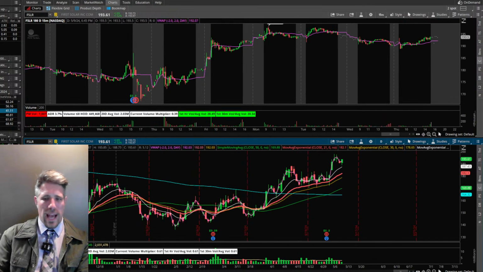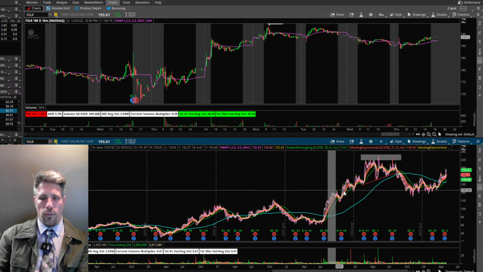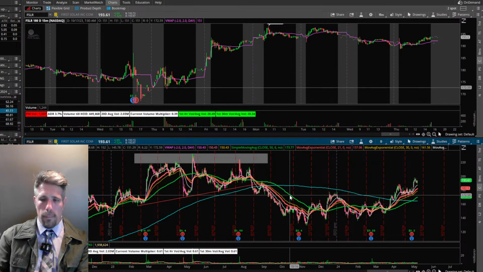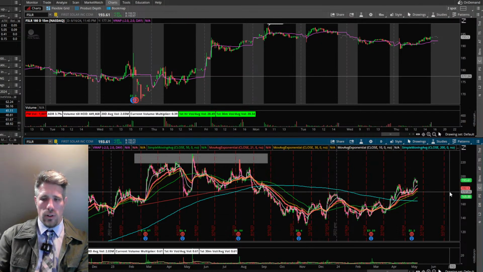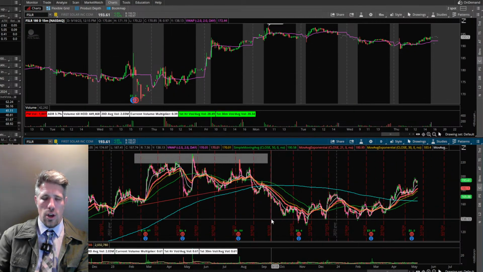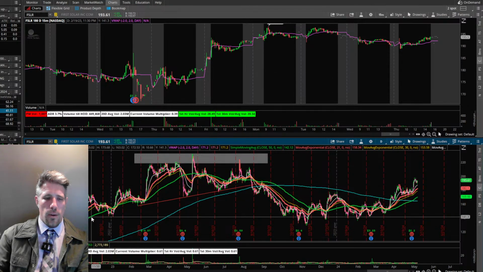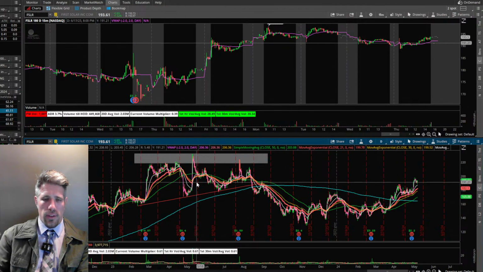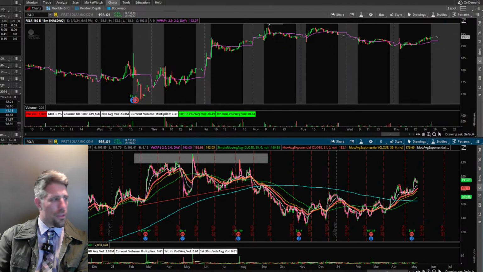Something I brought up last week is FSLR. This is First Solar, a local company that creates solar panels. We are creating a new trend here, guys. So this would be your phase 1. I'm sorry, this is your phase 3. Let me just bring it up.